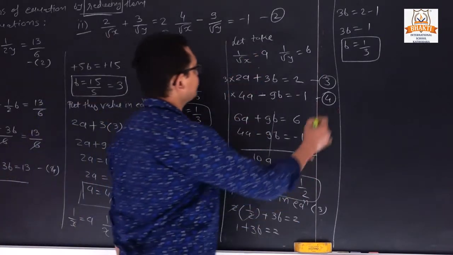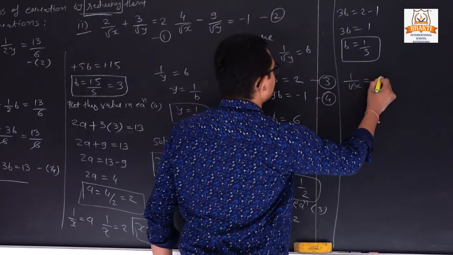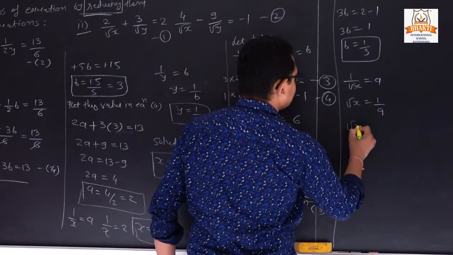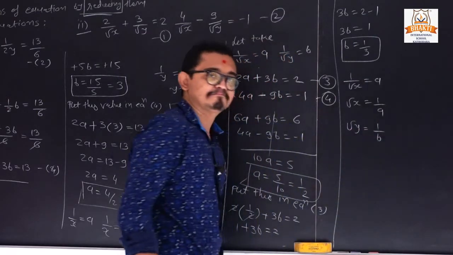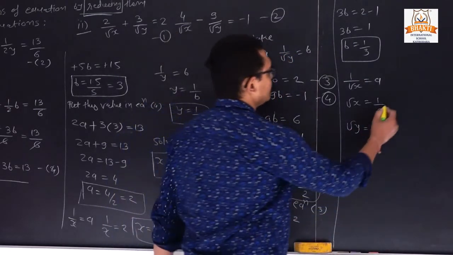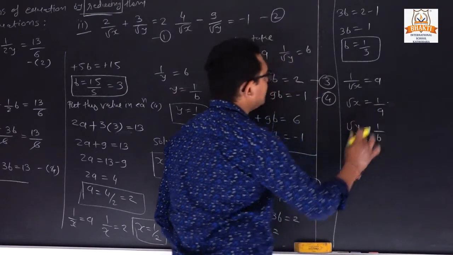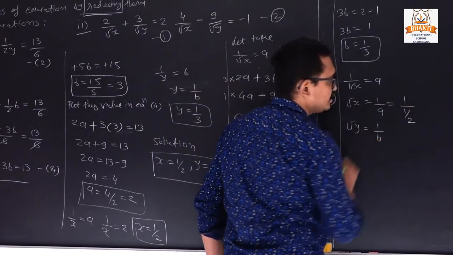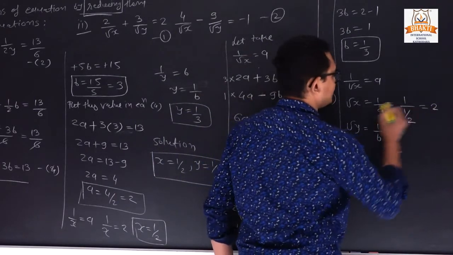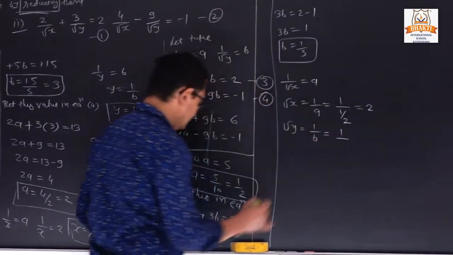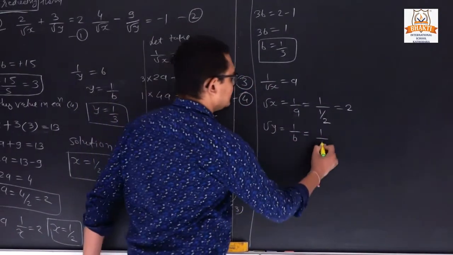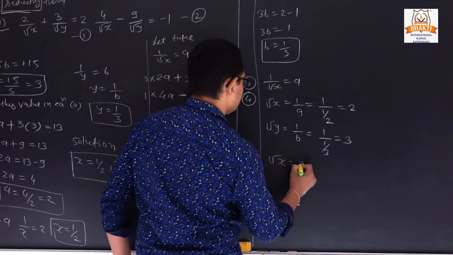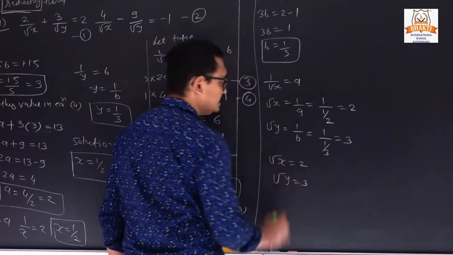Now simplify this. 1 upon root x is equal to a, so root x is equal to 1 upon a. And root y similarly is equal to 1 upon b. Now next, here what is the value of a? It is 1 by 2. So 1 upon 1 by 2, and this 2 goes to the numerator, so it is 2. Once again, what is the value of b? It is 1 by 3. So this 3 goes to the other side, so it is 3. So it means root x is equal to 2 and root y is equal to 3.